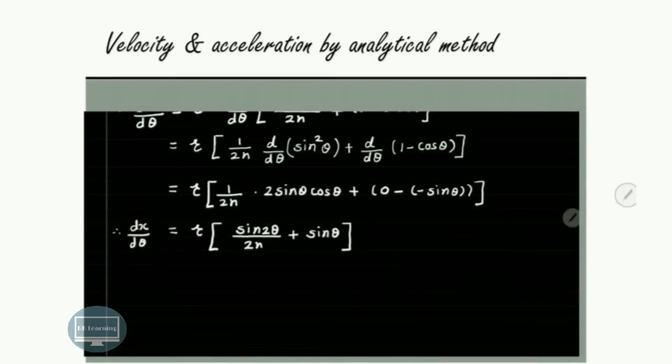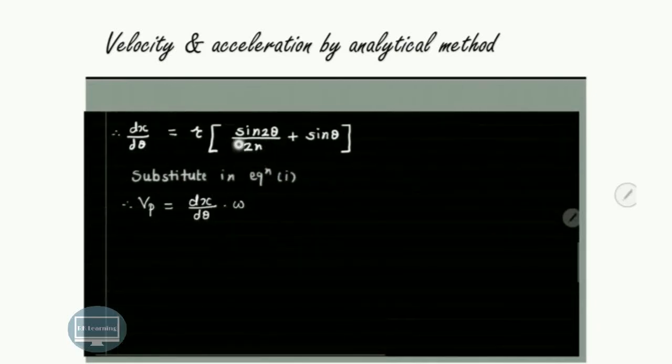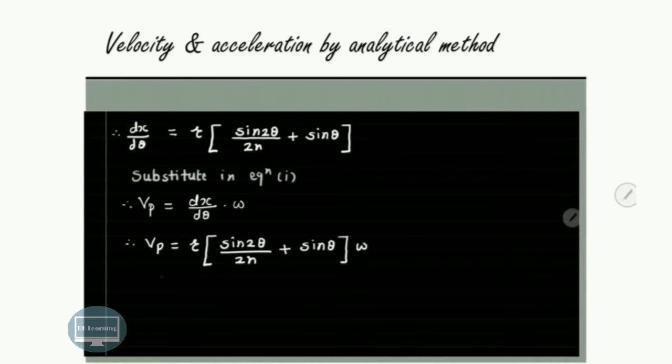Now this we can substitute in our equation 1. So equation 1 is given by dx by d theta into omega. So in place of this dx by d theta, we can substitute this value. This entire term we can substitute over here. So value of dx by d theta is r into bracket sine 2 theta upon 2n plus sine theta. So this is the equation which will give us the velocity of piston.